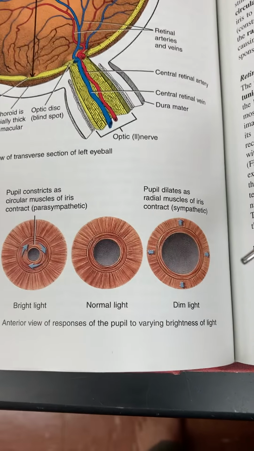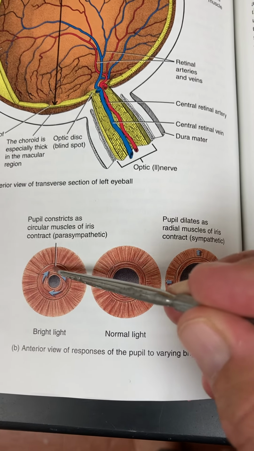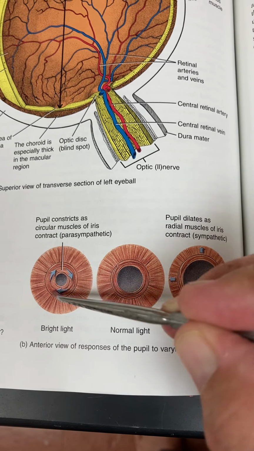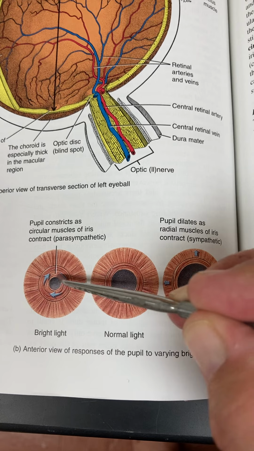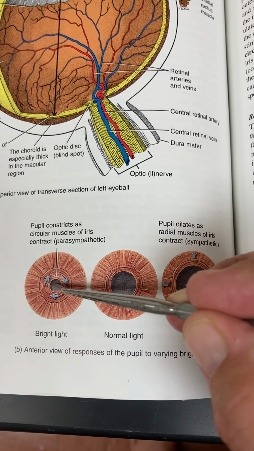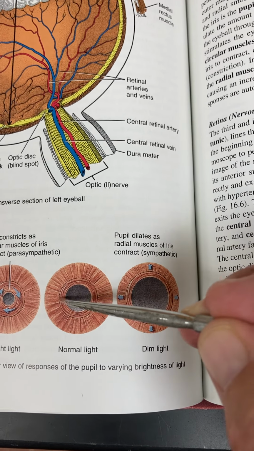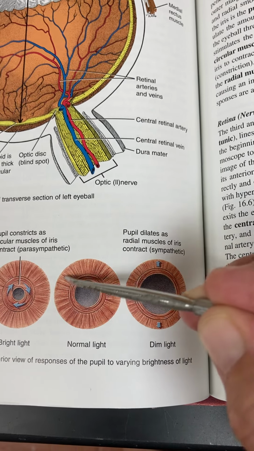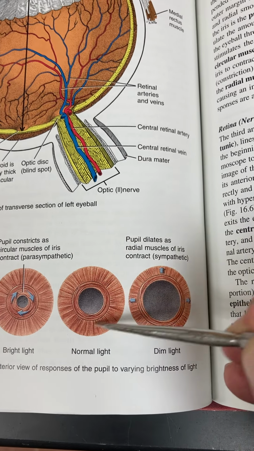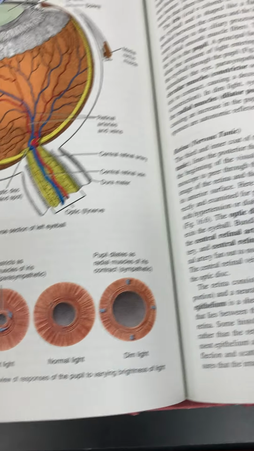Iris, circular muscle, remember it's pigmented. So you see, there's two sets of muscles in the iris, but if we want to constrict the pupil, these circular muscles would contract and make that hole smaller in bright light. If we want to dilate the pupil in dim light, then these radial muscles, look kind of like a wheel, would contract and open this pupil up. That's the iris.